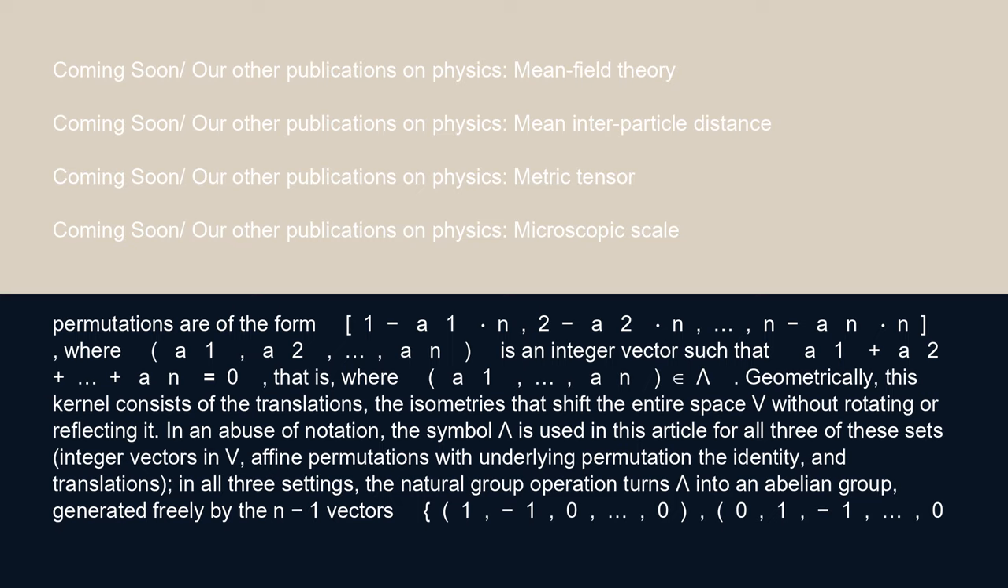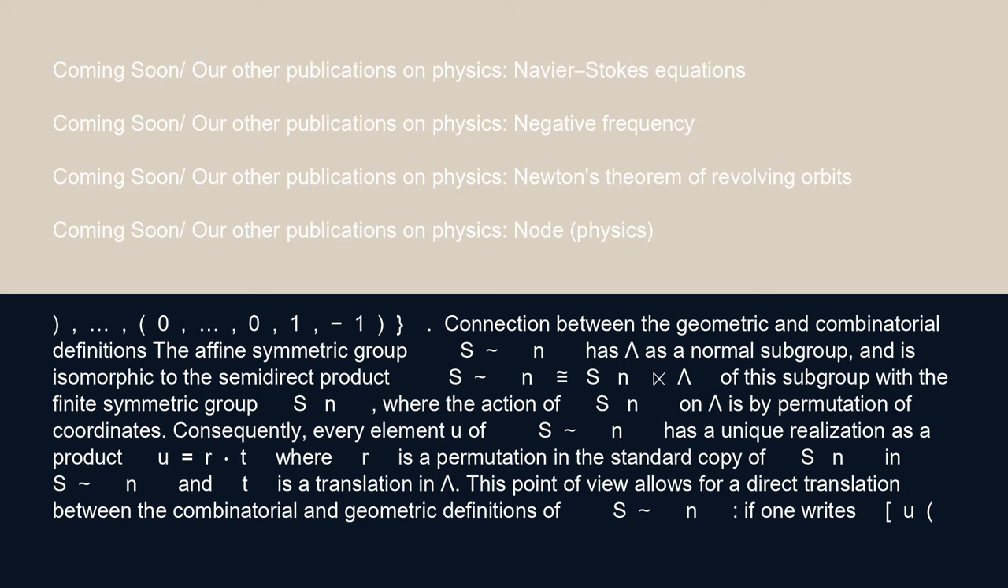In all three settings, the natural group operation turns Λ into an abelian group generated freely by the n-1 vectors (1, -1, 0, ..., 0), (0, 1, -1, 0, ..., 0), ..., (0, ..., 0, 1, -1). Connection between the geometric and combinatorial definitions: the affine symmetric group S̃_n has Λ as a normal subgroup and is isomorphic to the semidirect product S_n ⋉ Λ of this subgroup with the finite symmetric group S_n, where the action of S_n on Λ is by permutation of coordinates.